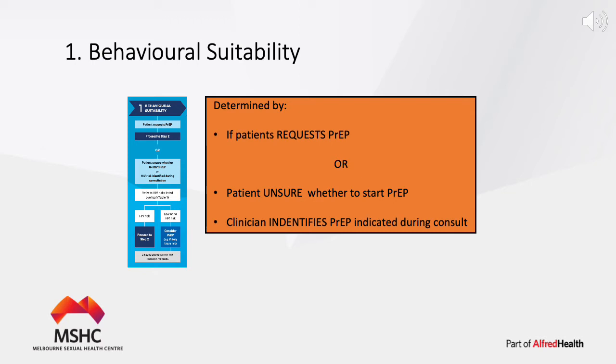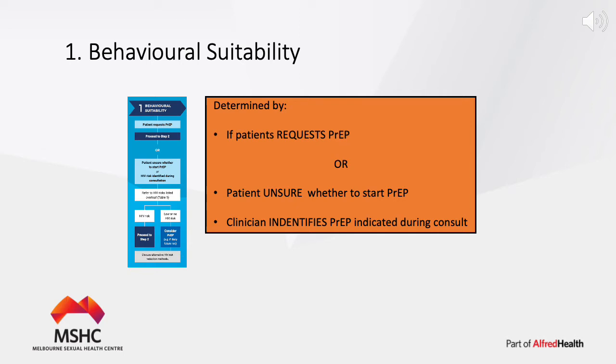But then you may get an individual who's unsure whether to start PrEP, and then you have to discuss their risk with them. Patients requesting PrEP, you still discuss their risk. But patients who are unsure whether to start PrEP, they're ambivalent and not sure whether they actually need PrEP or not. By discussing their risk and the side effect profile, etc., you can give the patient enough information to determine whether they'd like to continue their request for PrEP.